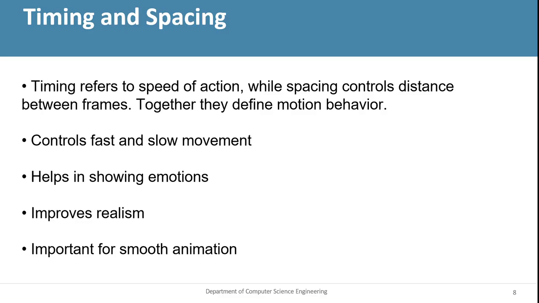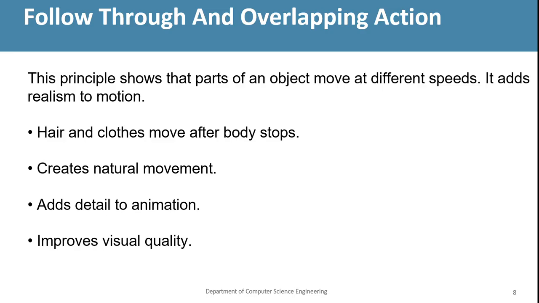Timing and spacing. Timing refers to speed of action, while spacing controls distance between frames. Together they define motion behavior. Controls fast and slow movement. Helps in showing emotions. Improves realism. Important for smooth animation.